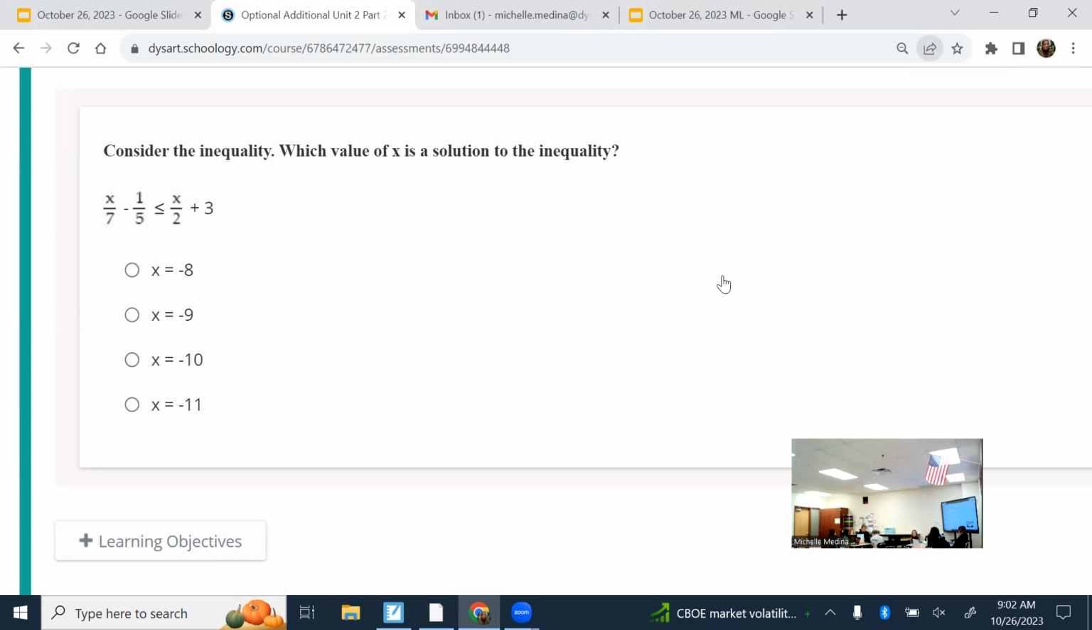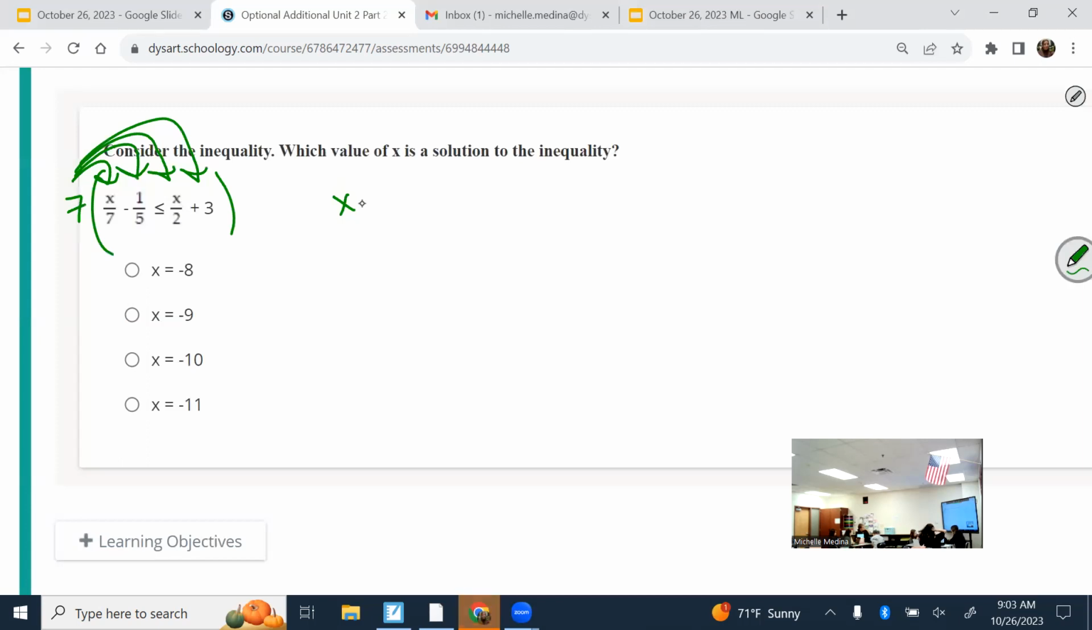Okay, so in that case, if I want this x over 7 to no longer be a fraction, what should I multiply it by? By the denominator, which is 7. So if I do have to do that here, then I have to do it to every part. So when you do that, I get x, because 7 times x over 7 cancels out, minus 7/5.